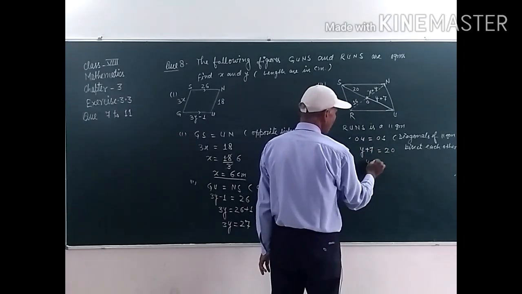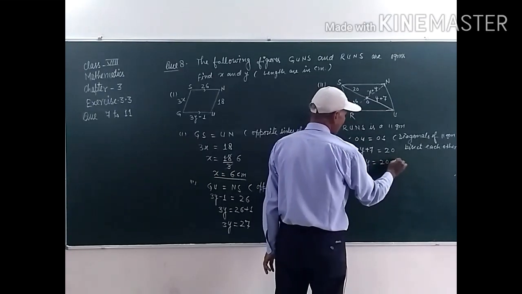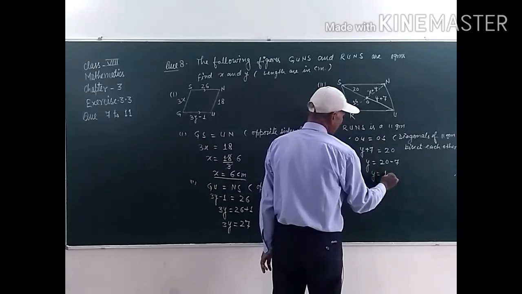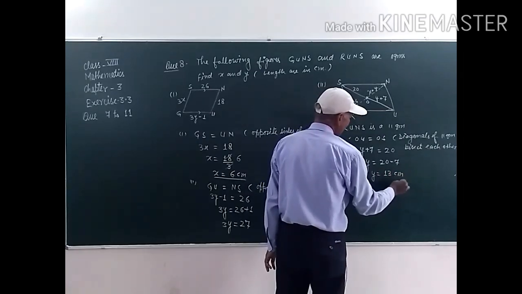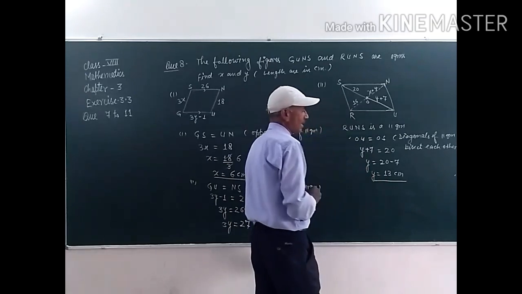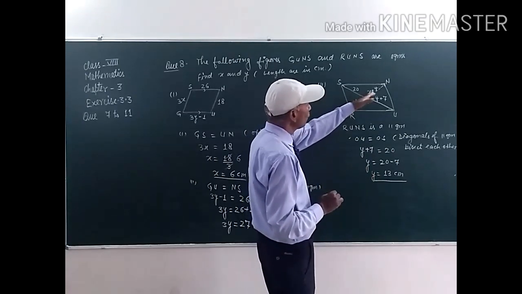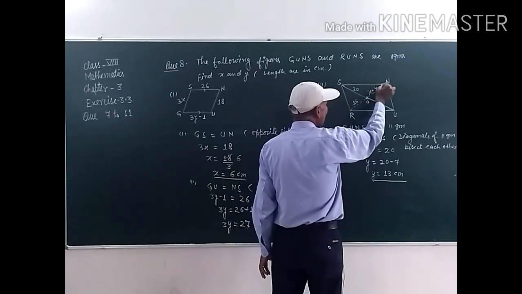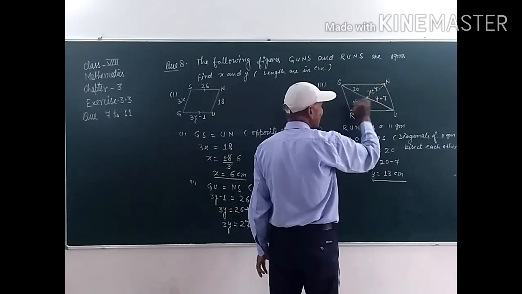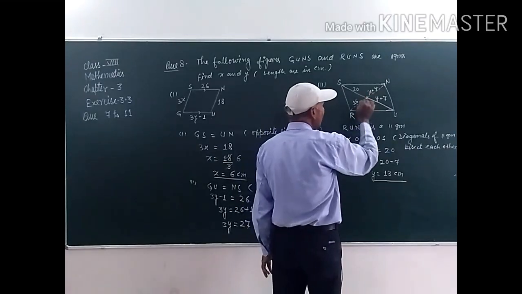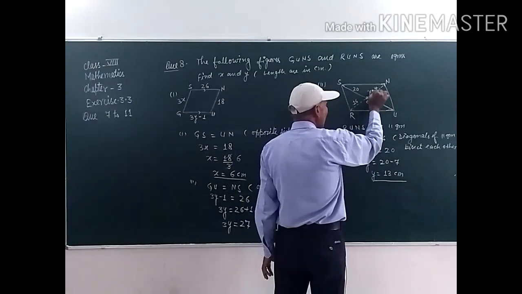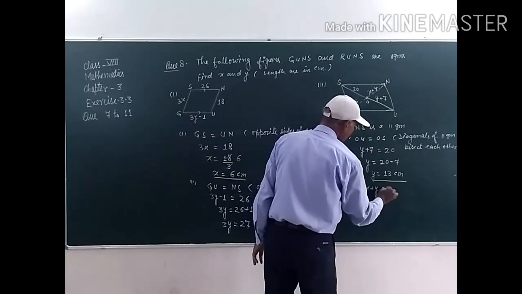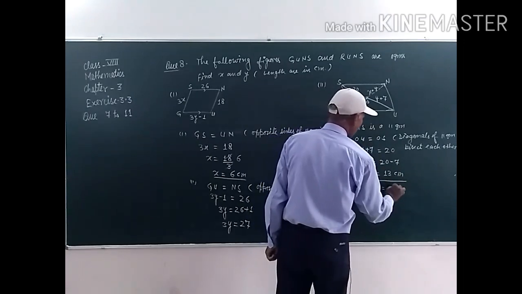Now y is equal to 20 minus 7. So y is equal to 13 centimeter. Length of y will be 13 centimeter, student. Now we have to find out this one. Again this one is diagonal RN and this point O bisect this diagonal, and this one x plus y is equal to 16, student.